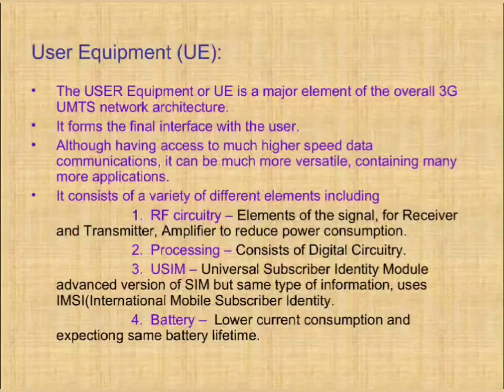The user equipment is a major element of the overall 3G UMTS network architecture. It forms the final interface with the user. It consists of a variety of different elements including RF circuitry, processing, USIM, battery, and so on. The RF circuitry handles all elements of the transmitting signal and the receiving signal. One of the major challenges for the RF power amplifier was to reduce the power consumption.